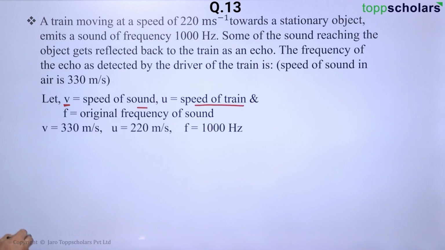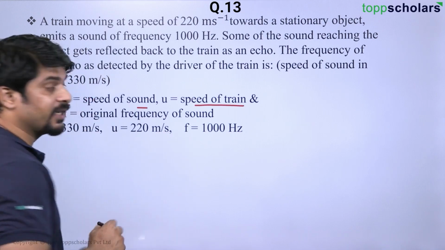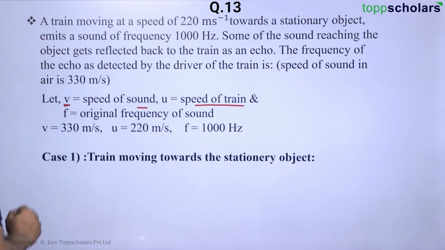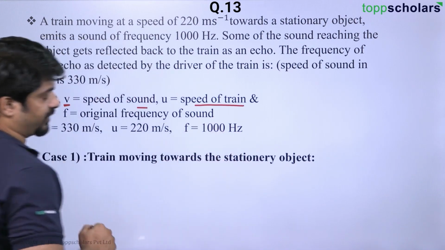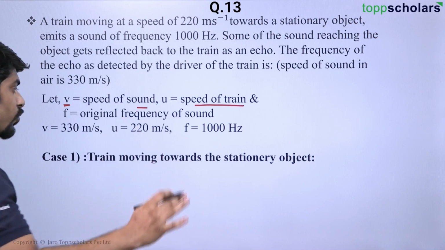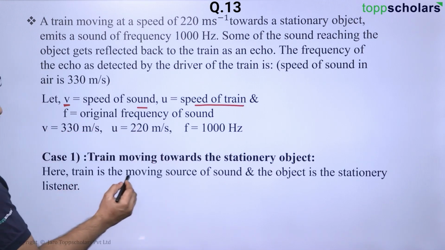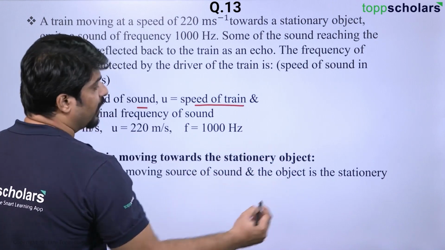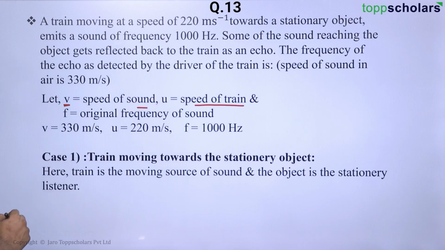Okay. Now, v is given, that is 330, then u is given, that is 220, and f is also given, that is 1000 hertz. Now, the first case is this one, train moving towards the stationary object, isn't it? Here the train is the moving source of sound and the object is the stationary listener, isn't it?